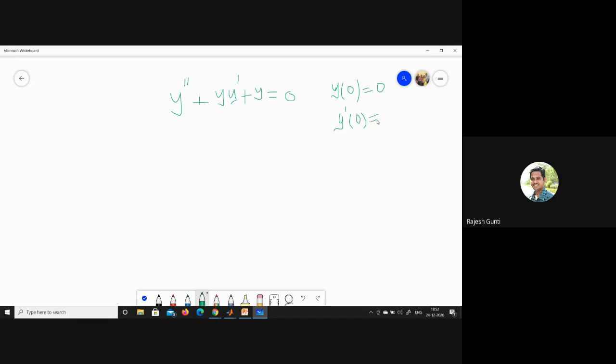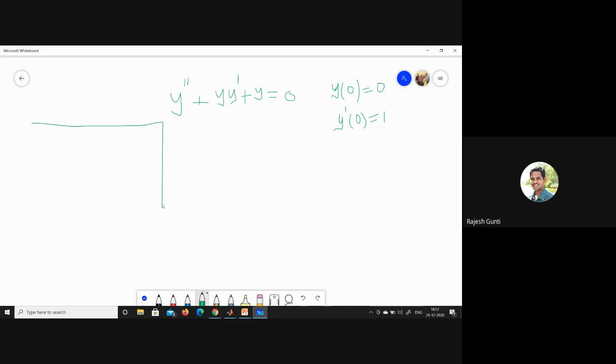y dash 0 is equal to 0. y dash 0 is not 0. Okay. Now how to solve this equation? There is a standard substitution.